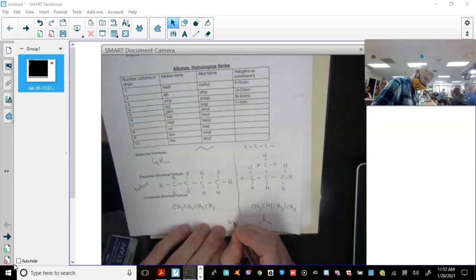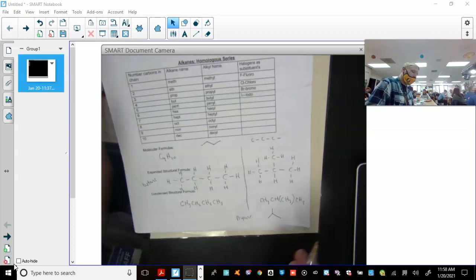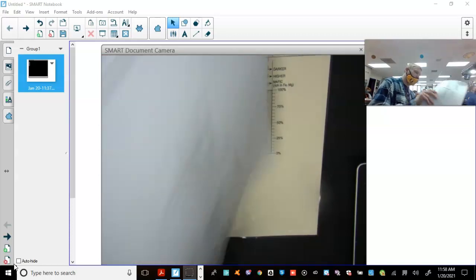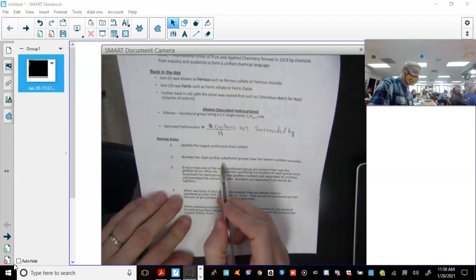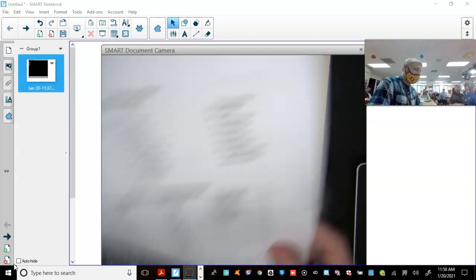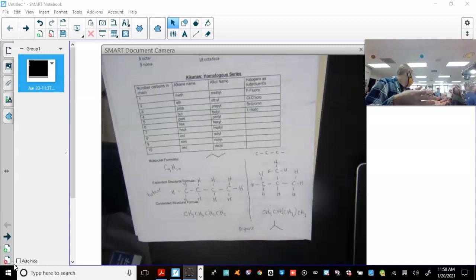Okay, so we're going to name that propane, but it's got a side chain coming off it. So it's not just propane. Propane would be that, where it's just a little mountain. It's going to be kind of like methyl propane. So number the chain so that substituted groups have the lowest numbers possible. In this case, it doesn't matter. Like 1, 2, 1, 2. So no matter which way I'm counting, it's still 2.